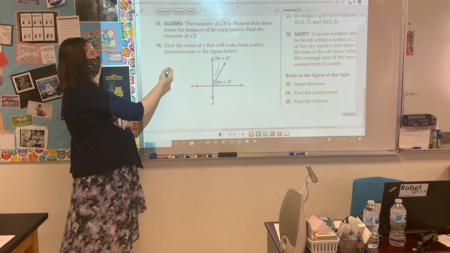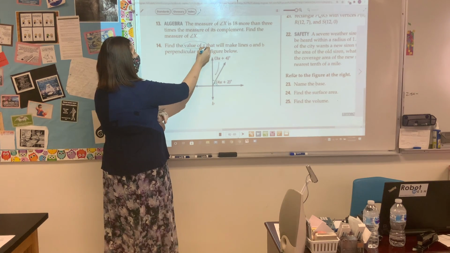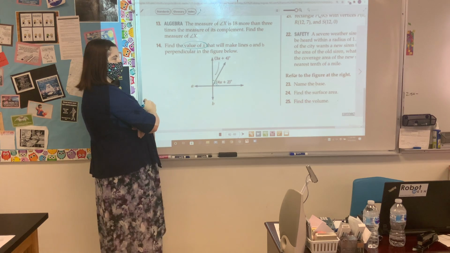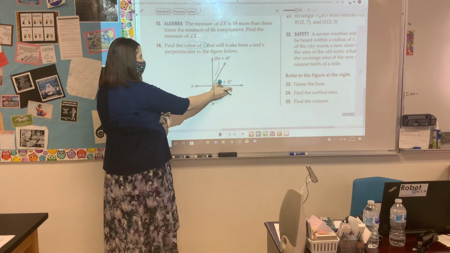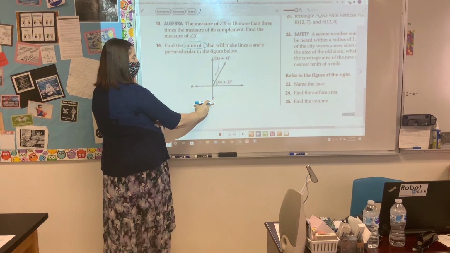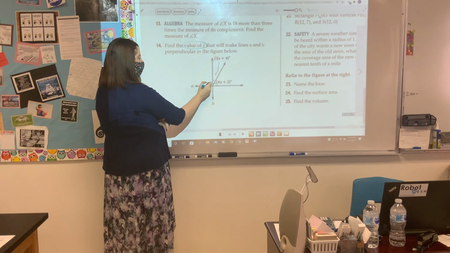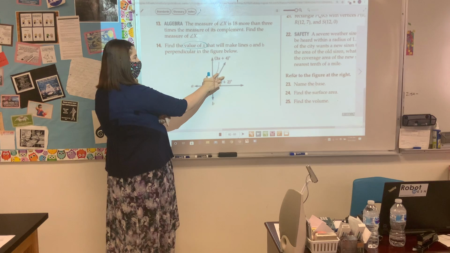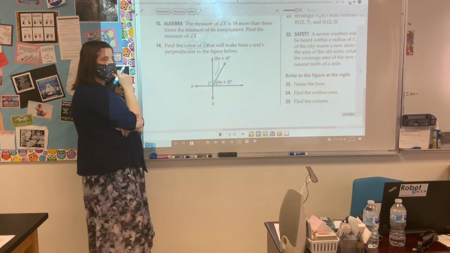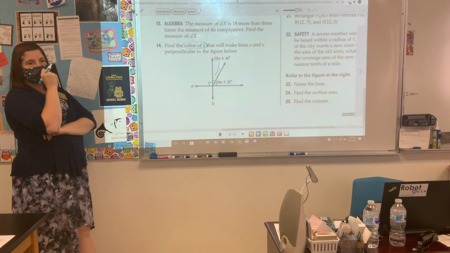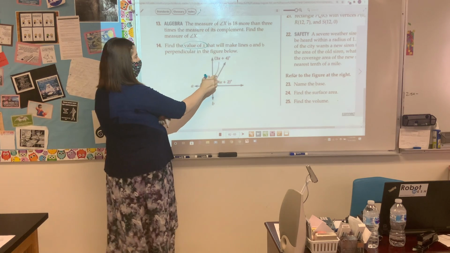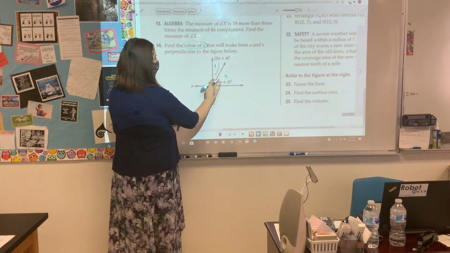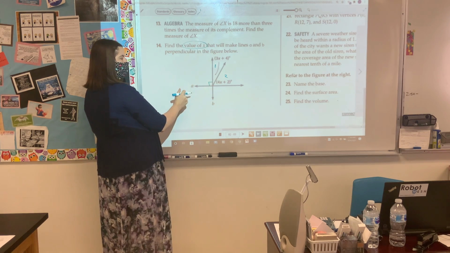It says find x to make lines A and B perpendicular. So here's my A, here's my B. They're not perpendicular. If they are perpendicular, we're going to assume they are, what does that mean for this angle 1 and this angle 2? They'll have to equal 90.